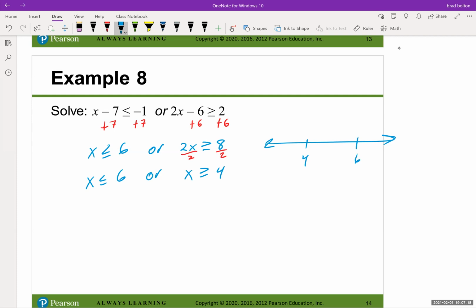And again, you guys notice hopefully that I don't spend a lot of time counting down little hash marks, because it's all about relative location. Where is it to the left? Is it to the right? Is it in between? So now we're going to follow the instructions. The instructions say shade to the left of 6 using a bracket. So I'm going to shade this way all the way to -infinity. Then the other one says shade to the right of 4 using a bracket.